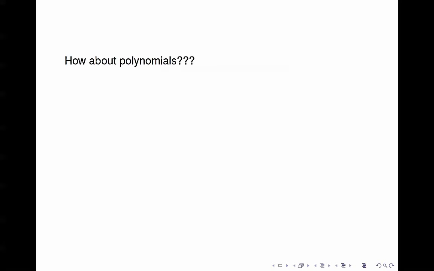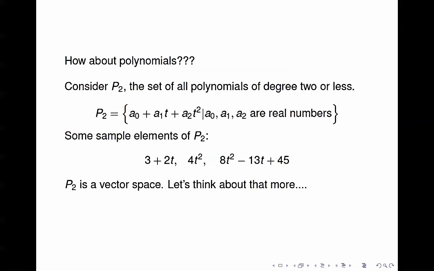Another one is about polynomials. Polynomials are some standard examples of vector spaces. Let's first start with P sub 2. P sub 2 is the set of all polynomials of degree 2 or less. If we wanted to write it in formal terms, it would look like this: the set of all a0 plus a1 times t plus a2 times t squared, where a0, a1, a2 are real numbers. So here are some sample elements of P sub 2.